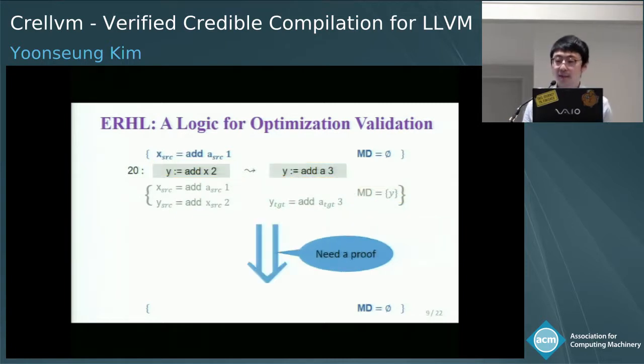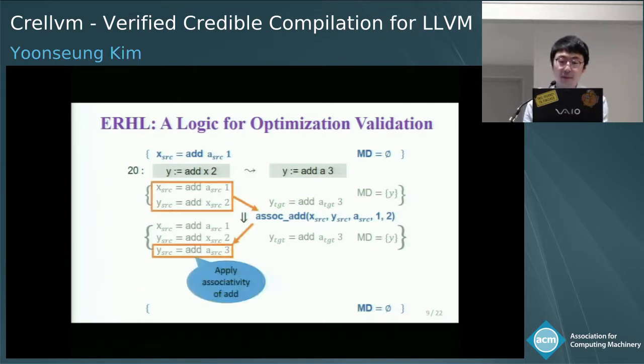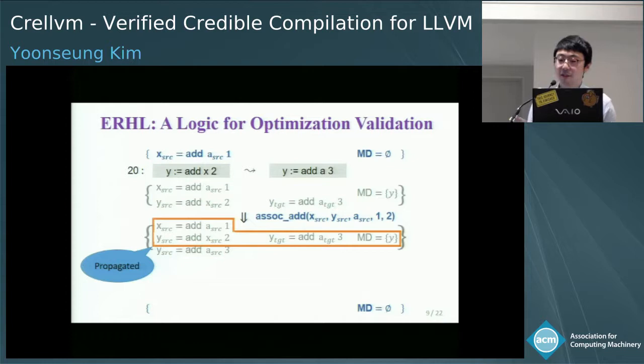Now, we need to show that this computed strong postcondition implies the given post-assertion. Since this is not trivial, we need a proof, which is generated by the proof generation code added to the compiler. First, we are given an assoc_add inference rule, which infers a new property from the existing ones. Specifically, y equals a plus 3 is derived from x equals a plus 1 and y equals x plus 2 by associativity of addition. And the existing assertions are simply propagated.